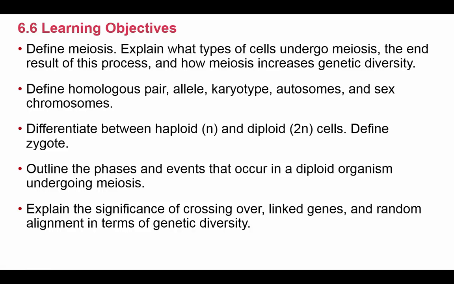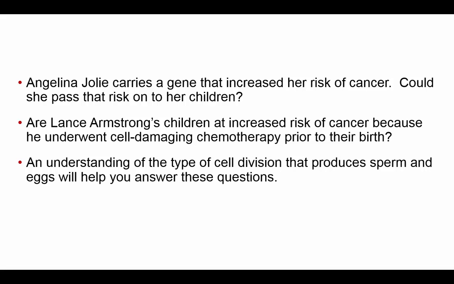In section D, we're going to look at the other method of cell division that occurs within our cells, known as meiosis. So we're going to define terms, the process of meiosis. We're going to look at things like homologous pairs and alleles, karyotypes. We're going to differentiate between haploid and diploid, and then explain the significance of some of the things that happen during meiosis.